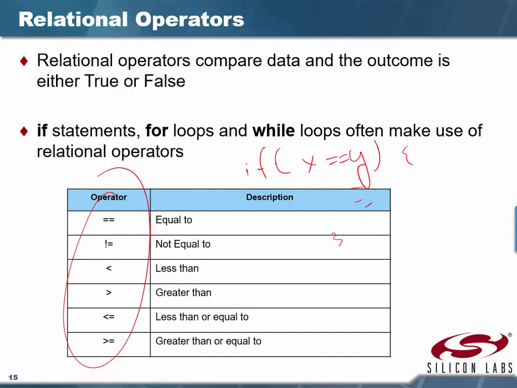Same thing if we have a while X equal equal Y, for example. Normally you would do that. Or you say while X is less than or equal to 500. You could do something like that. So we have those same loops, and we're going to see examples of that.